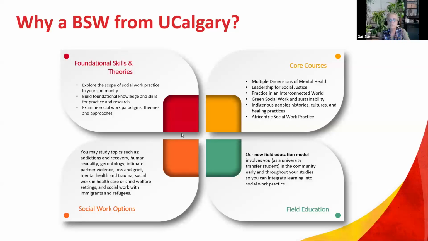We're also really excited to have a brand new field education model, which involves you if you're a university transfer student. And I'll talk later about the differences between being a university transfer student or an Alberta post diploma student. What we're excited about, it's called Community Engaged Practicum, and it means right when you start with us, start your 2 years with us, you get engaged in community immediately, and really design a learning journey for yourself over your first year of study with us.